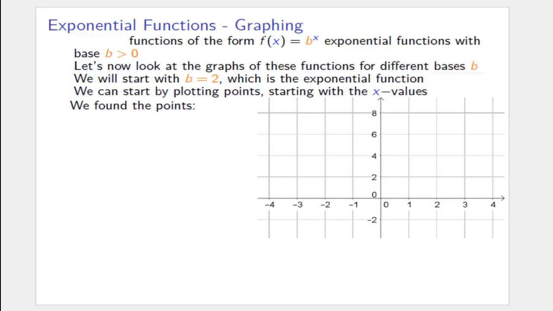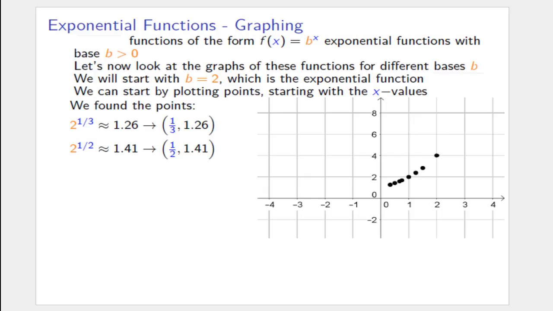We have already found several points that we can start with. We saw that 2 to the 1/3 is roughly 1.26, which gives us the point 1/3, 1.26. 2 to the 1/2 is roughly 1.41, which gives us the point 1/2, 1.41. We also saw that 2 to the 2/3 is roughly 1.59, which gives the point 2/3, 1.59. And 2 to the 3/4 is roughly 1.68, giving us the point 3/4, 1.68.